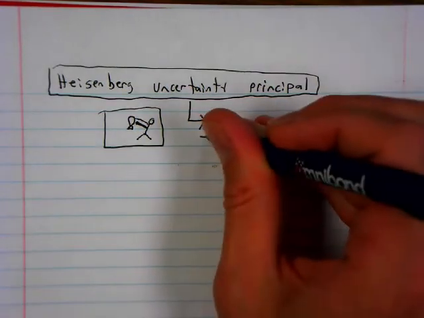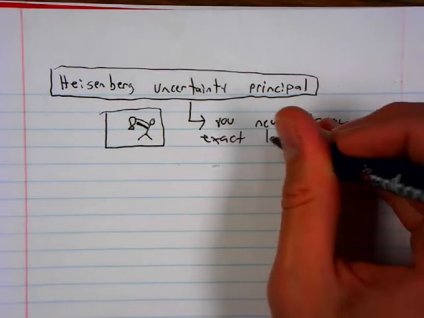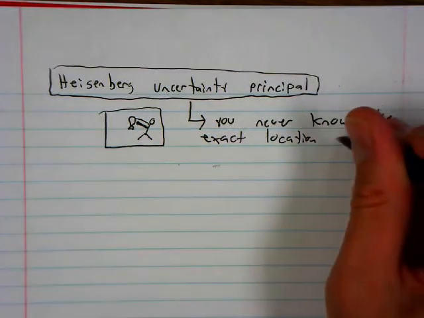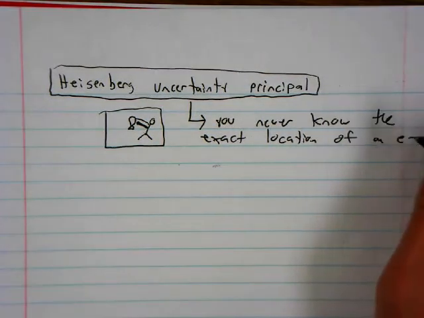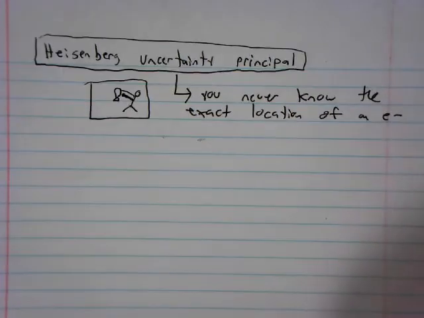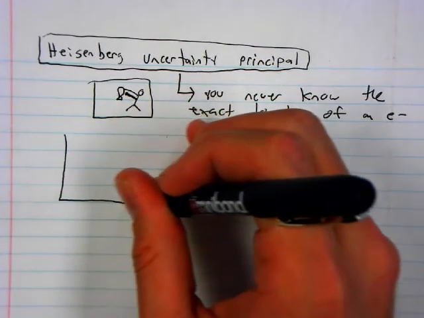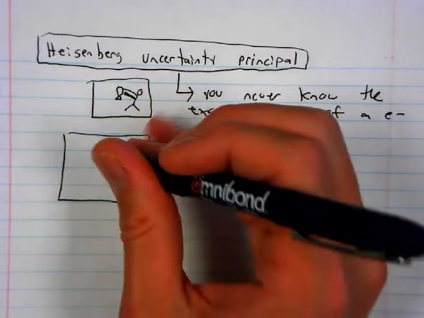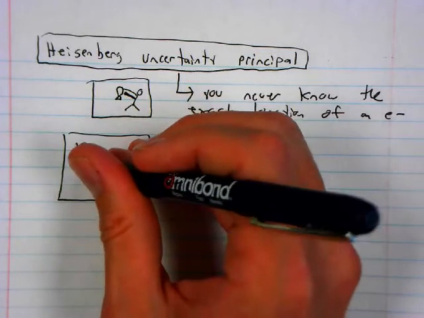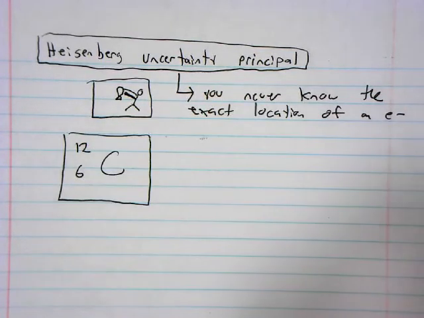And this is how he created his Heisenberg uncertainty principle, which said you never know the exact location of an electron. Because if you shoot energy at it, because electrons are so light, as soon as you do that, you'll move the electron, and electrons are always also moving, so you just never know the exact location of an electron.